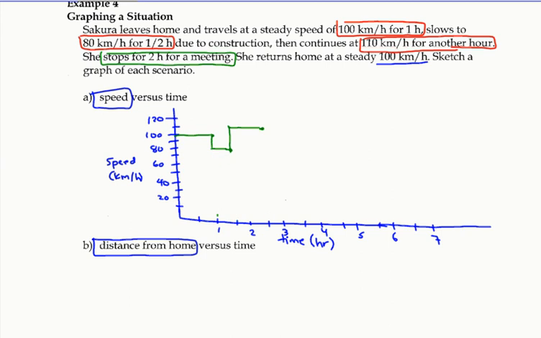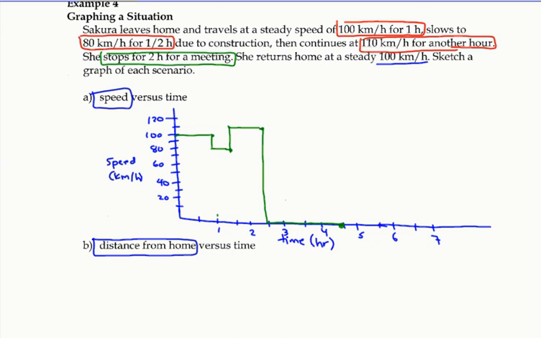Now what does she do? She stopped. Her speed drops to 0. So at 2.5, it drops to 0. And then how long is she at 0 for? 2 hours. So from 2.5 to 4.5. So 4.5 hours.